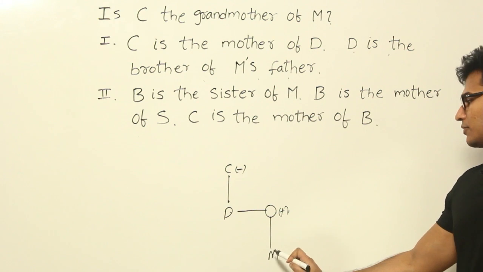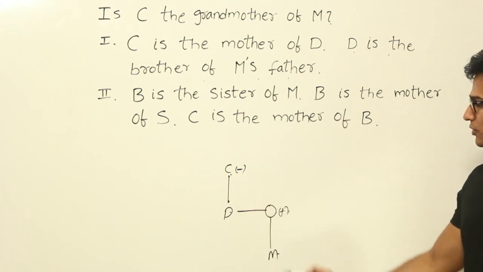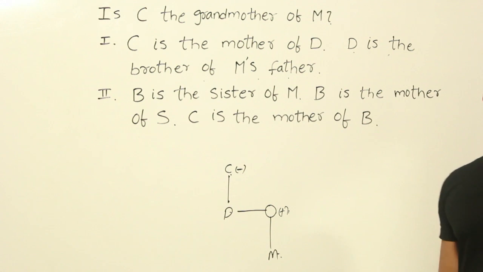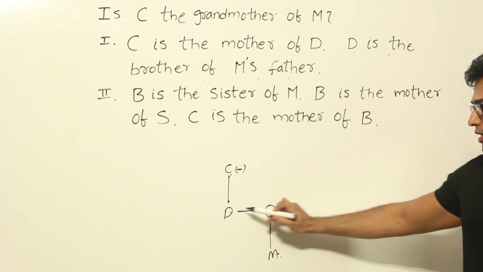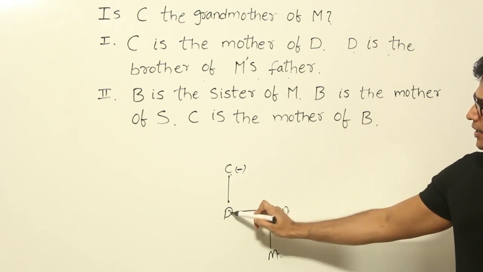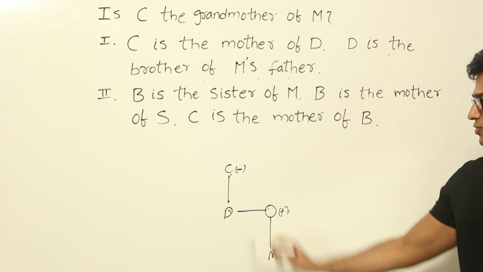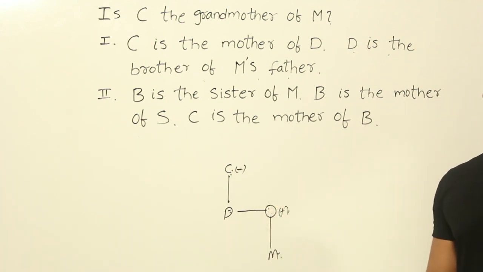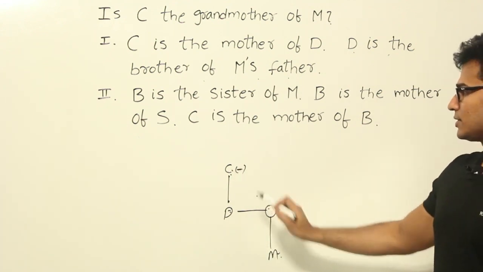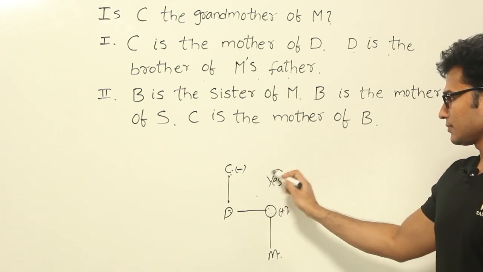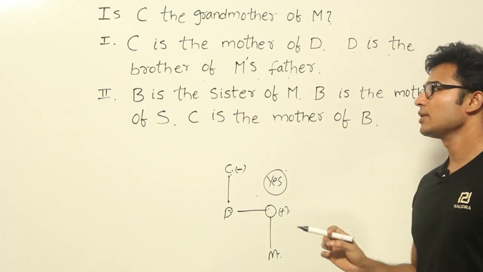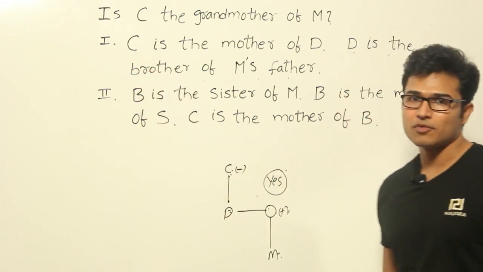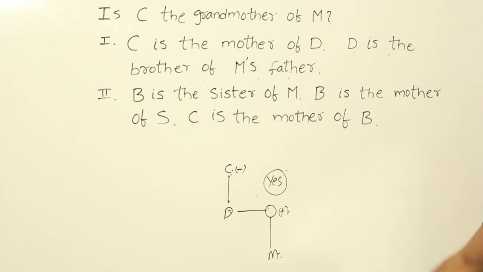Now what is the relationship between M and C? So definitely C is grandmother of M, isn't it? Why? Because M's father and D are siblings, right? And C is D's mother, and so you can say that C is grandmother of M, right? So I'll be able to answer this question with yes, isn't it? So for this question I am able to say yes, which means I am able to give the answer. Therefore we can say that using the information given in statement number 1, I'll be able to answer the question. But you should not stop there, just proceed to statement number 2 as well.